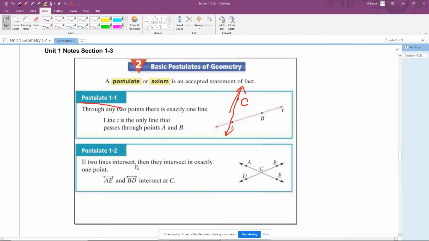All right, if 2 lines intersect, then they intersect in exactly 1 point. You cannot draw me 2 lines that intersect, that cross at more than 1 point, because lines are straight, and straight lines, when they cross, only create 1 point. So that's another postulate.